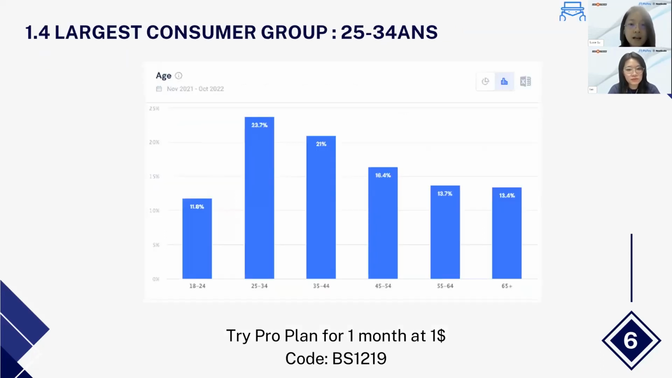And lastly, the largest consumer group is 25 to 34 years old, with 23%, while the second consumer group accounts for 21%. So when you run ads, this information may help you target the right age of your audience. BigSpy can help you spy on and analyze your competitors' ad countries, their target audiences, and their social media platform distributions. You can combine those data and save a lot of money and time on advertising.